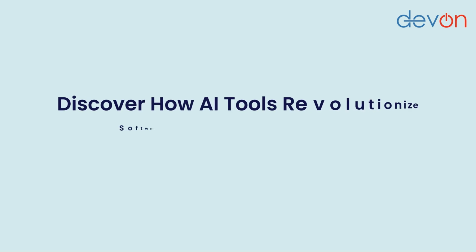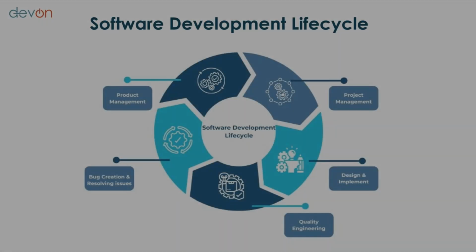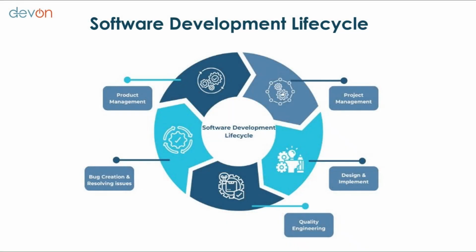In this demo, let us see how various AI tools help us build software efficiently and quicker. Though at Devon we make use of agile methodologies along with a DevOps mindset, for the sake of this demonstration we're now dividing the software development lifecycle into 5 different phases, so as to showcase the different AI tools used in each phase, and let us go over them one by one.